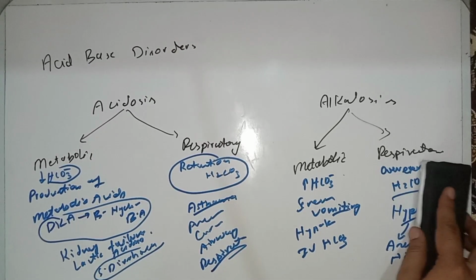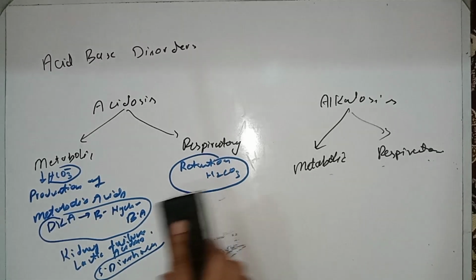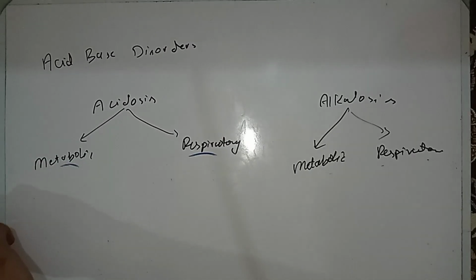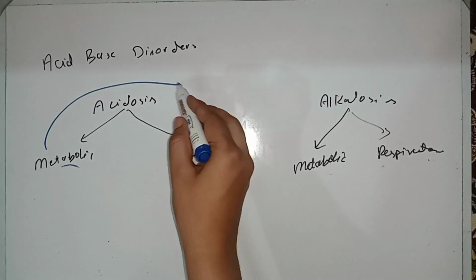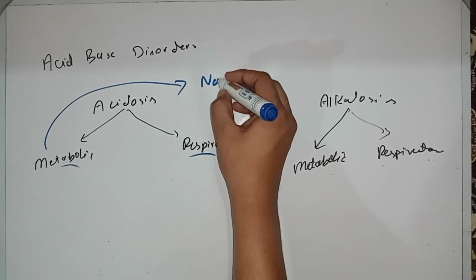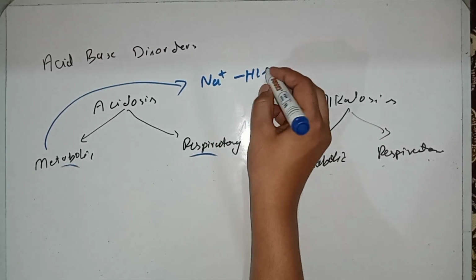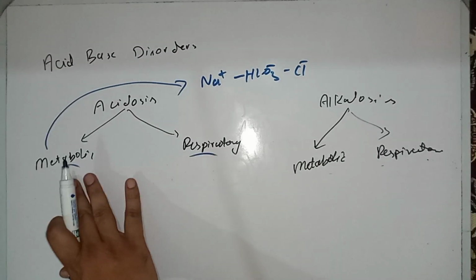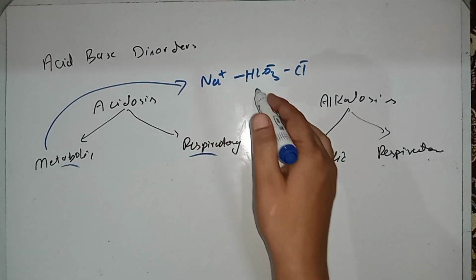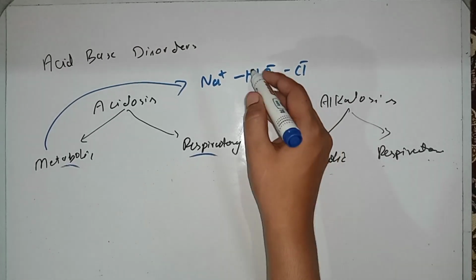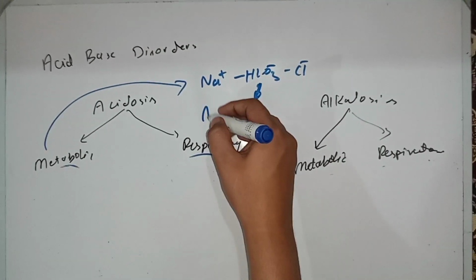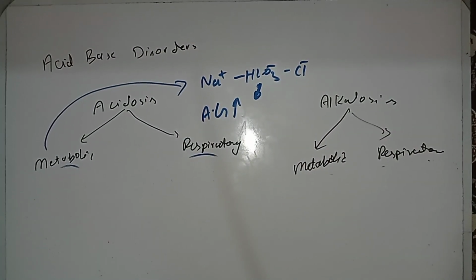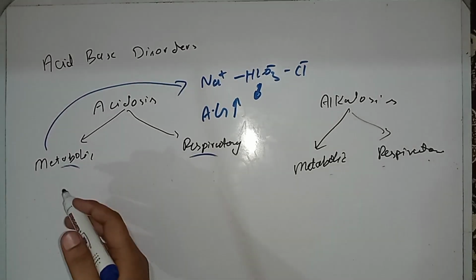So what is the compensatory response of the body to these issues? First we should know the anion gap. Anion gap is the difference of sodium minus bicarbonate minus chloride ions inside the body. In metabolic acidosis, different acids are produced which consume bicarbonate, so bicarbonate decreases. So this difference increases, and as a result anion gap in metabolic acidosis increases.